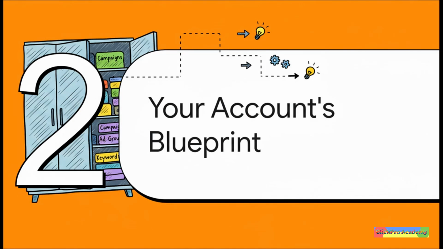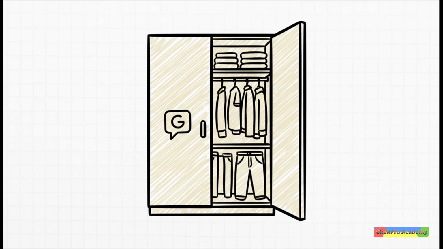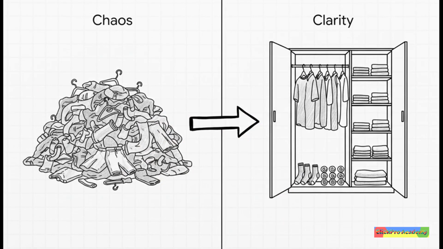Okay, so to make this super easy to understand, I'm going to use a simple analogy, but it's a really powerful one that'll make this whole thing just click for you. I want you to think of your entire Google Ads account as a wardrobe. Its only job is to organize your ads so you can find exactly what you need right when you need it. Think about it. If you just chuck all your clothes into your closet in one giant messy pile, what are the chances you're going to find a matching pair of socks? Pretty much zero, right? Well, it's the exact same thing with Google Ads. No structure just creates chaos, and it makes it impossible for your ads to do their job.